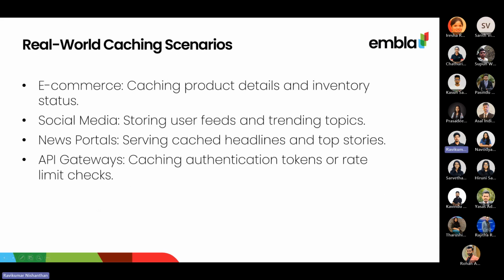Let's look at some real world examples where caching plays a critical role. First one is e-commerce. Online stores cache product details like names, prices, and images to avoid hitting the database for every product view. They also cache inventory status, so the in-stock label loads instantly. This not only speeds up the shopping experience, but also reduces server strain during big sales, for example discounts of the day or events such as Black Friday.